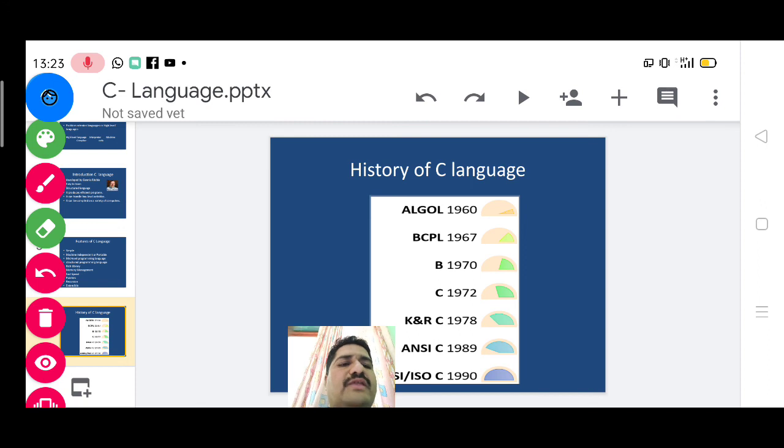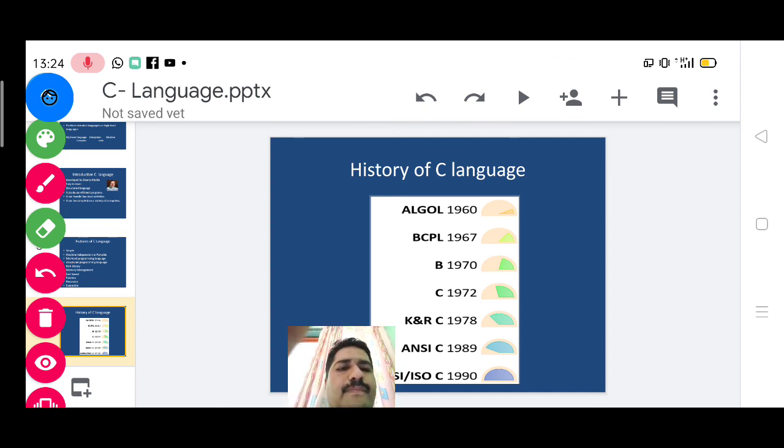In 1970, Ken Thompson created a language using many features of BCPL and called it simply B. And B was used to create an early version of the Unix operating system at Bell Laboratories. Both BCPL and B were system programming languages.